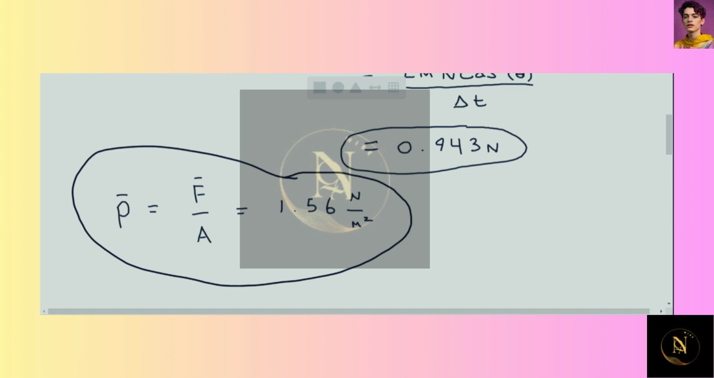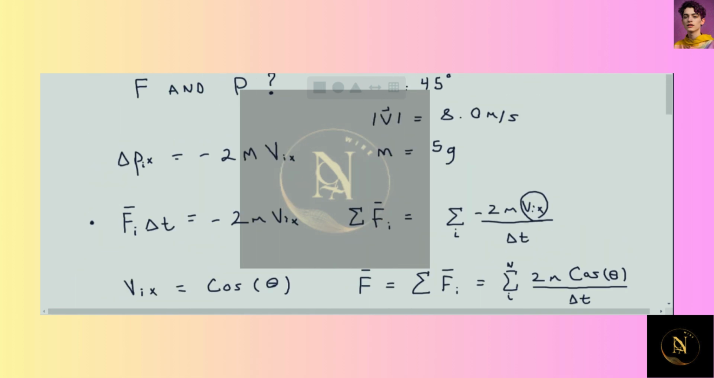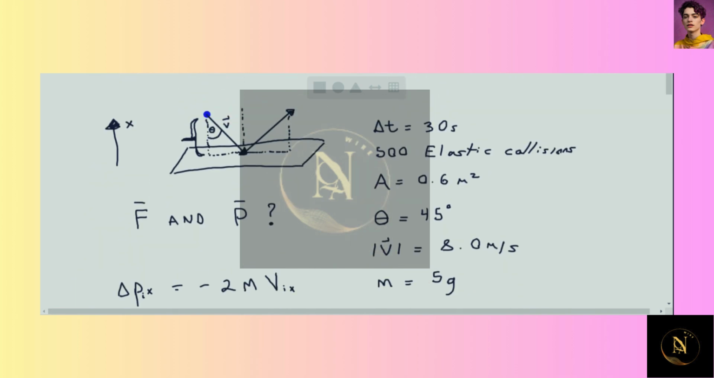So there you have it. We have determined what the average force and pressure is from 500 elastic collisions occurring with this plane over a period of 30 seconds. And again, the important thing to remember for this whole problem was that we were just ripping off the exact same derivation for the molecular model of an ideal gas.